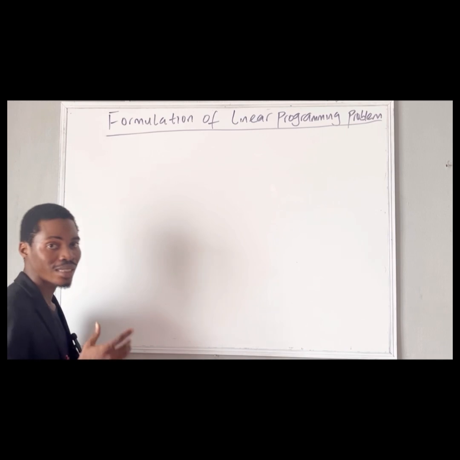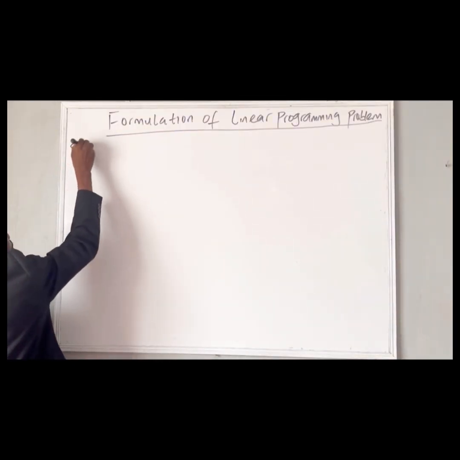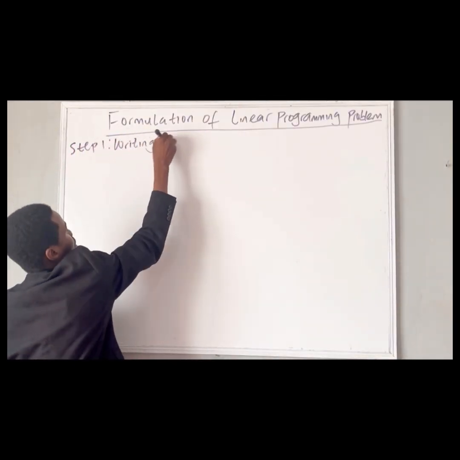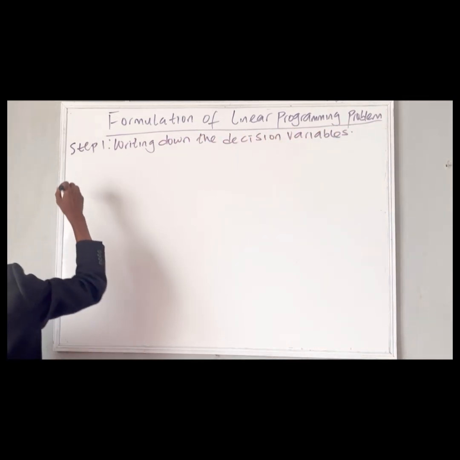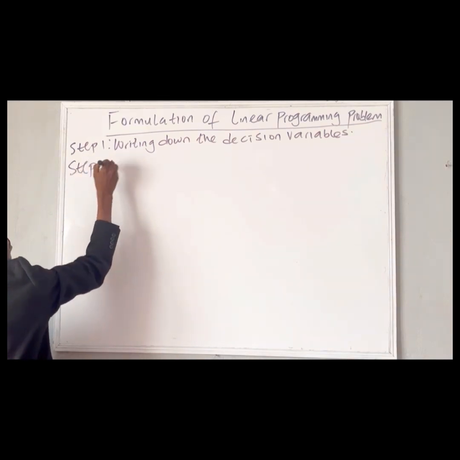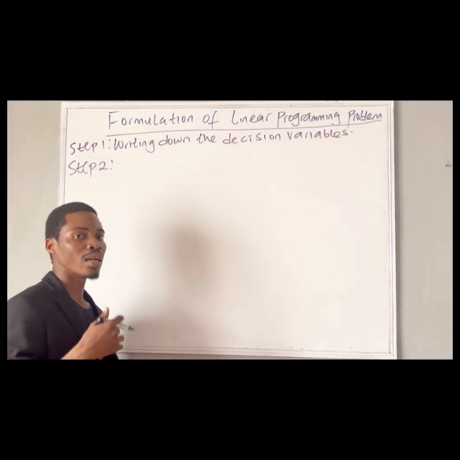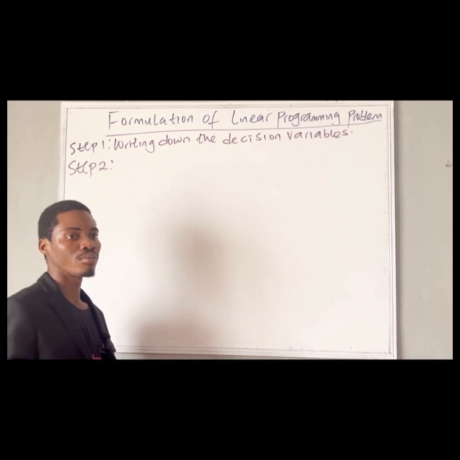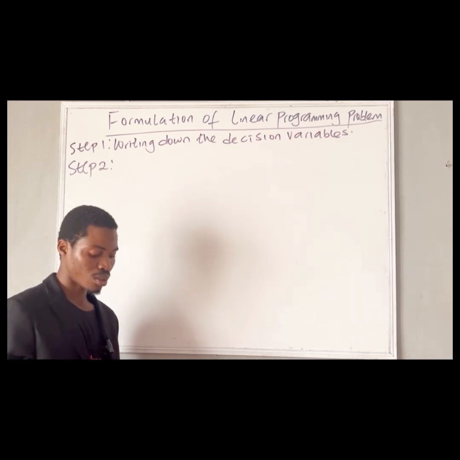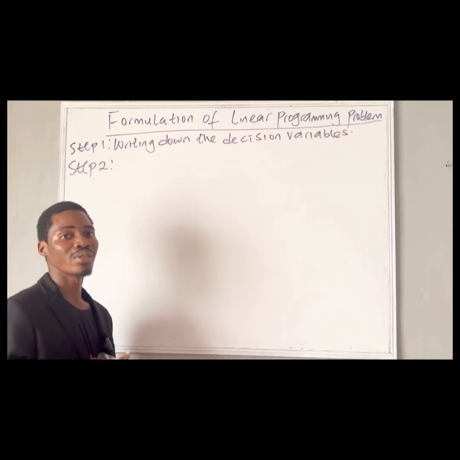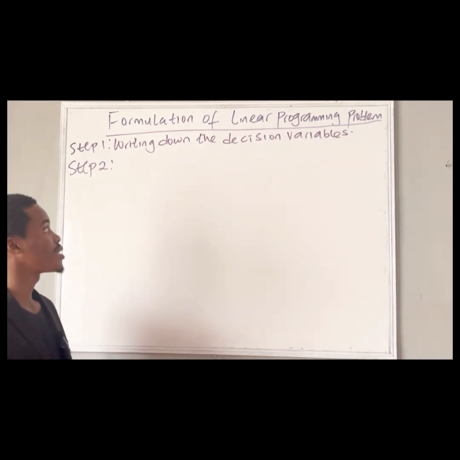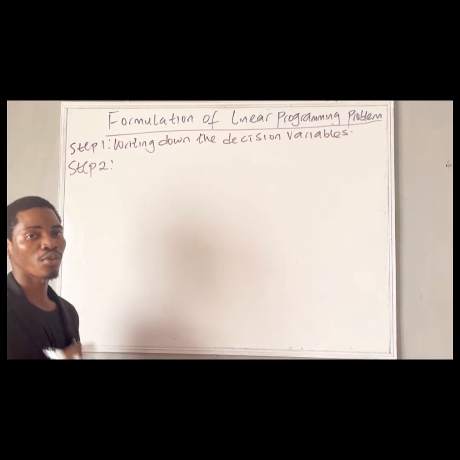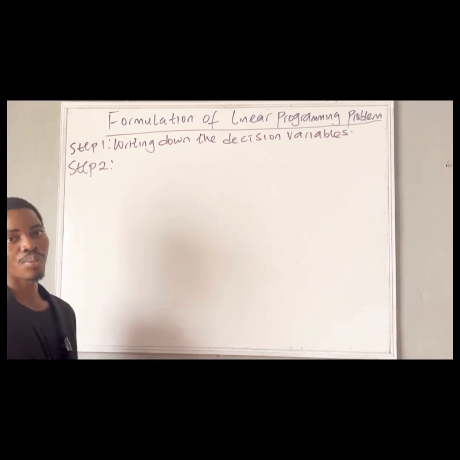Our step 1 is to write down the decision variable, representing the numbers, maybe representing the product. It can be a product, it can be a tool, it can be an equipment, representing it as a variable. It can be x1, x2, x3, it can be x, it can be y. So that is writing down the decision variable. This is the first step of formulating a linear programming problem.